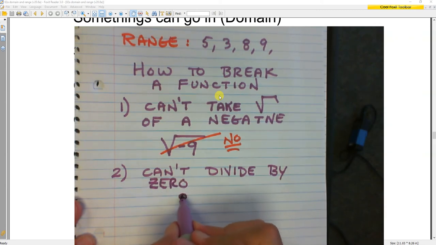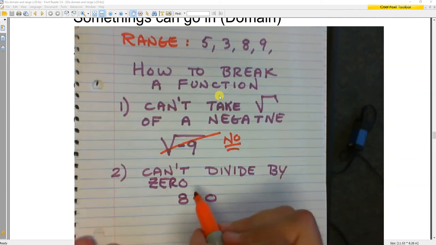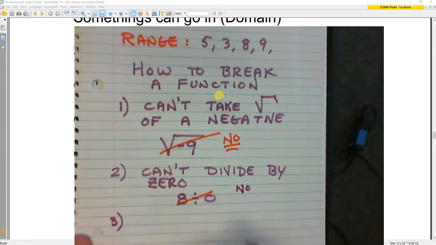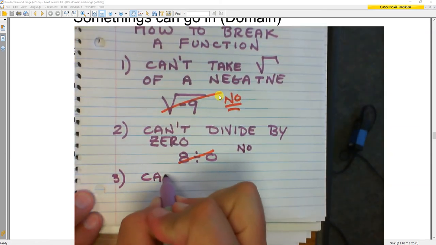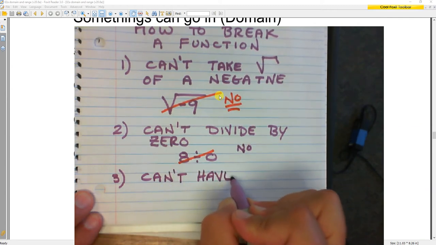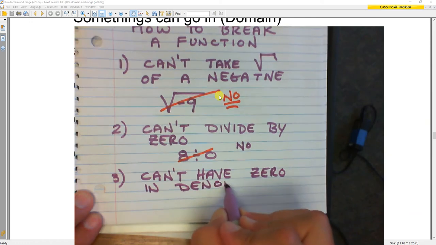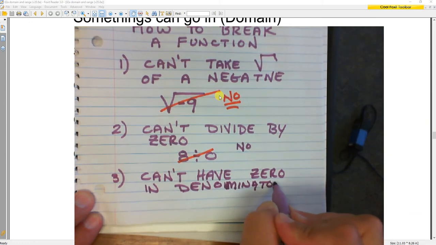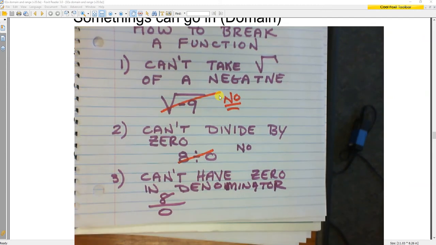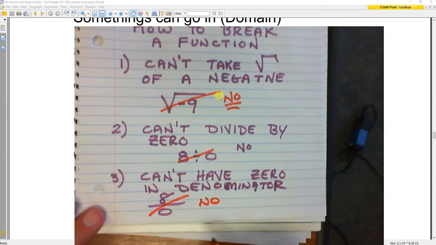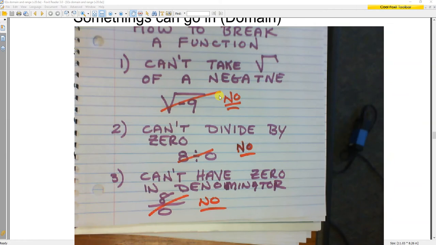Can't divide by 0. So if I had 8 divided by 0, no. Broke it. Can't do that. And I can't have 0 in the denominator. So if I had 8 over 0 like that, no, I can't do that either. Really, division by 0 and 0 in the denominator, it's the same thing. So those are the things that will break a function. So when I'm plugging things in, I have to make sure I don't break it, just like you're not going to put water into a gas tank.